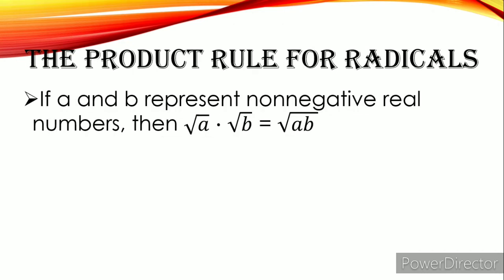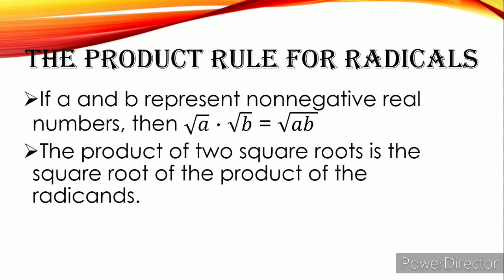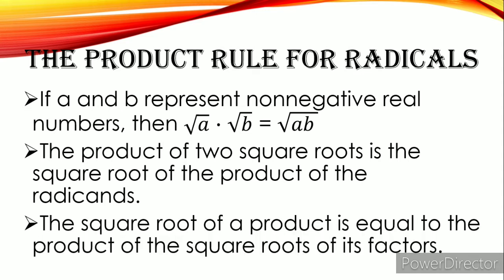If a and b represent non-negative real numbers, then the square root of a times the square root of b equals the square root of ab. The product of two square roots is the square root of the product of the radicands. The square root of a product is equal to the product of the square roots of its factors. Let's have the examples.